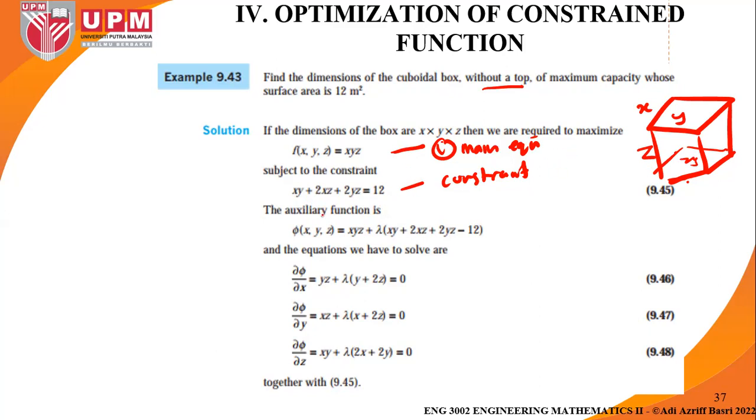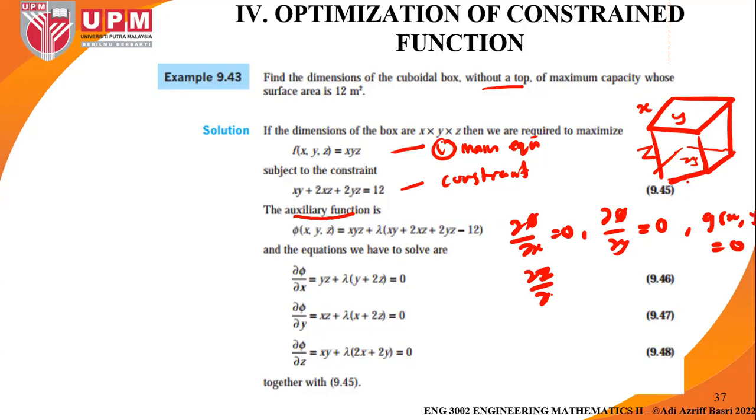The second step, you need to form the auxiliary function. What is the auxiliary function? The first function, xyz, plus lambda times the second function, the constraint. So you get the auxiliary function. The third step, you need to find the equations: del psi over del x equals 0, del psi over del y equals 0, del psi over del z equals 0, and g(x, y, z) equals 0.